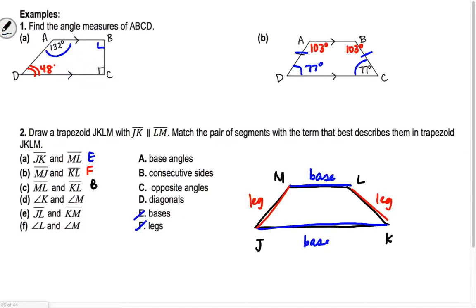What about angle K and angle M? So K and M. Opposite angles, good. So C. JL and KM, so JL, diagonals. And then the last one, angle L and M, they are base angles. So even if I didn't draw them on the bottom of my shape, those are still base angles, okay, because it's attached to the top base.